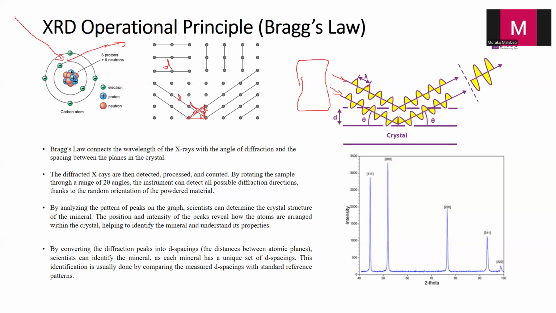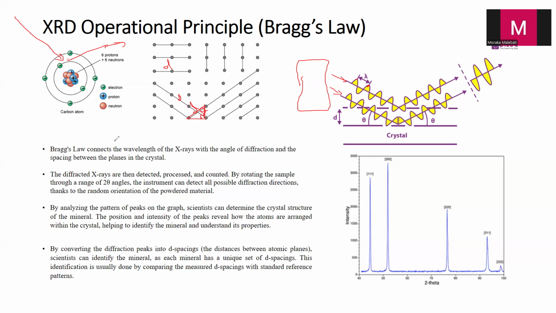The relationship between the diffraction angle and the spacing between the atoms is given by Bragg's law. I want to show you how the formula has been created. The exact angle at which diffraction occurs can be determined by this triangle.